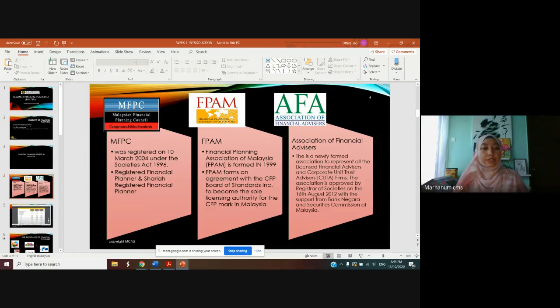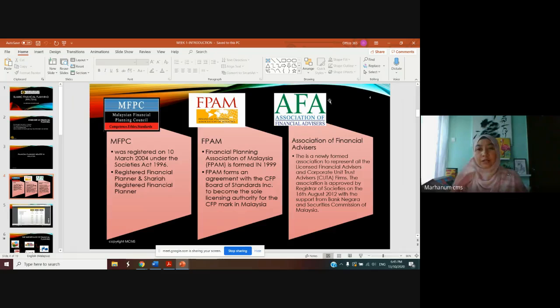They offer the course for Registered Financial Planner and Syariah Registered Financial Planner, MFPC. Then FPAM, the Financial Planning Association of Malaysia, in 1999. FPAM forms an agreement with the Certified Financial Planner Board of Standards Incorporated, to become the sole licensing authority for the CFP mark in Malaysia, the license for financial planner.